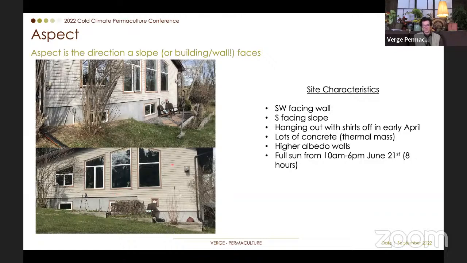So when I say albedo, that just means the reflectivity. You know, how white things reflect more sunlight than darker colored things. Like if I went out on a really sunny day, this shirt would absorb a lot more sunlight than this white shirt right here, because it would reflect right off. And so we've got a lot of higher albedo walls right here. And in the summer, we've got a full 8 hours of sun.